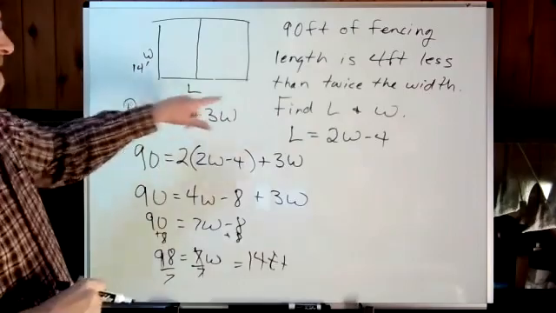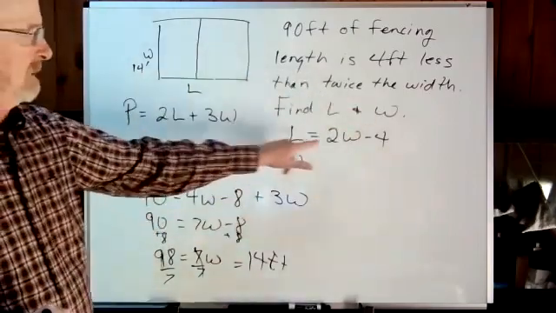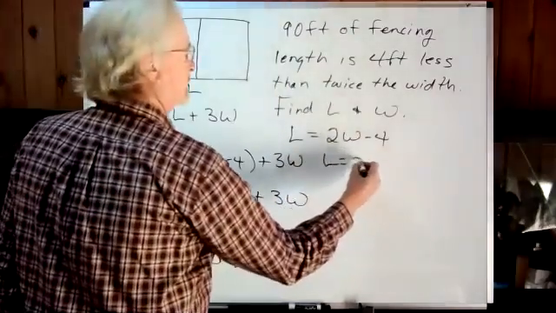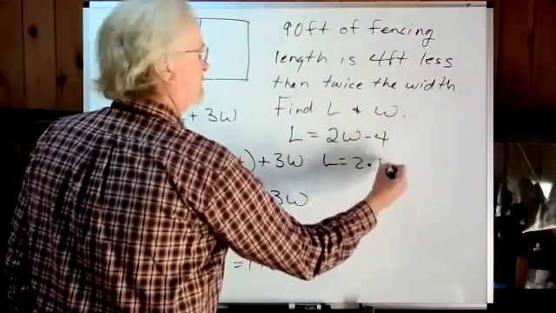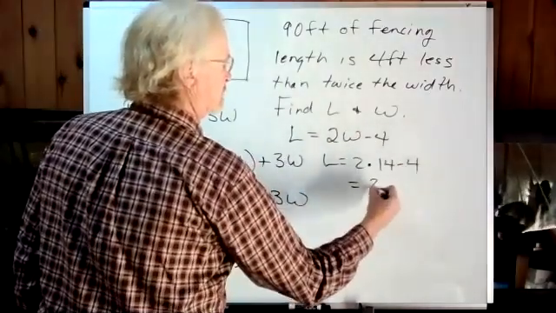I'm looking for the length also. Go back to your relationship. The length was in terms of the width. So the length is 2 times 14 minus 4, 28 minus 4, 24 feet.